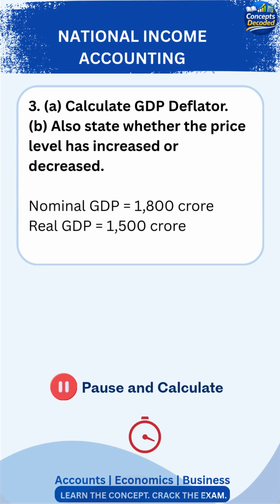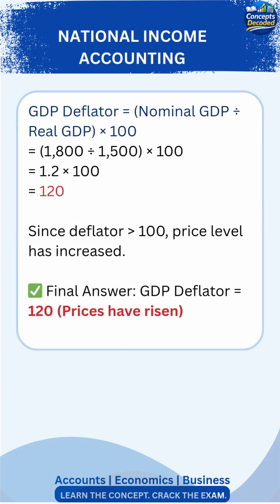Question 3. Read the given information and find the GDP deflator. Also state whether the price level has increased or decreased. Calculate GDP deflator by first dividing nominal GDP by real GDP and then multiplying the answer by 100. Since the GDP deflator is above 100, the price level has increased.